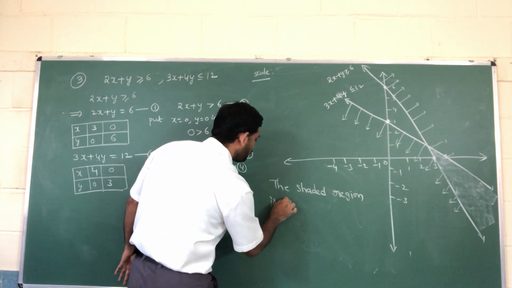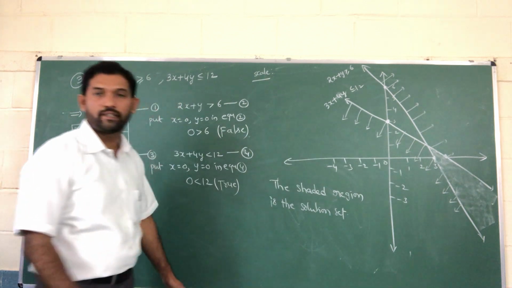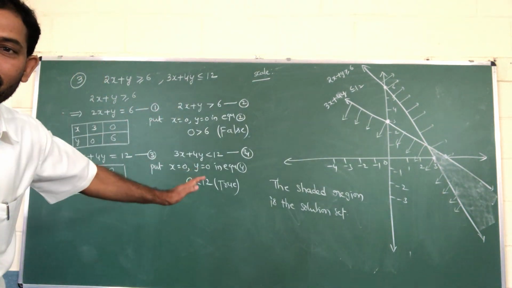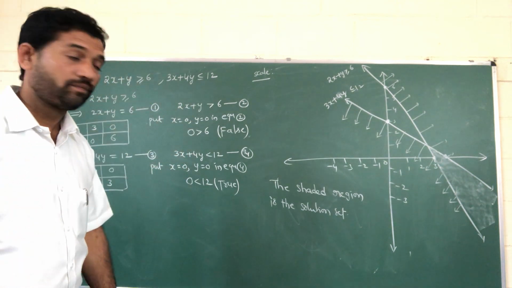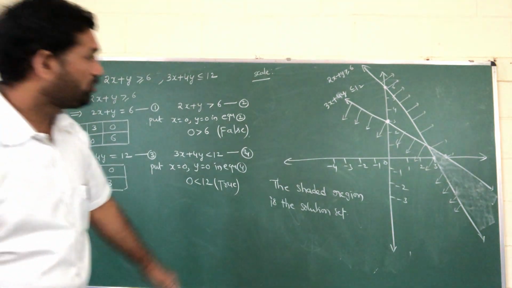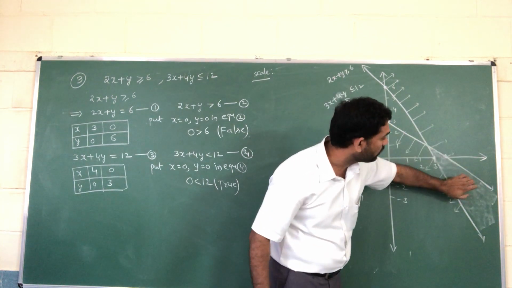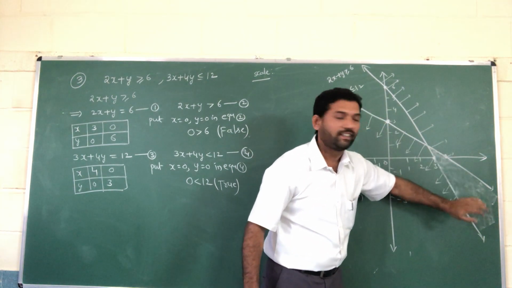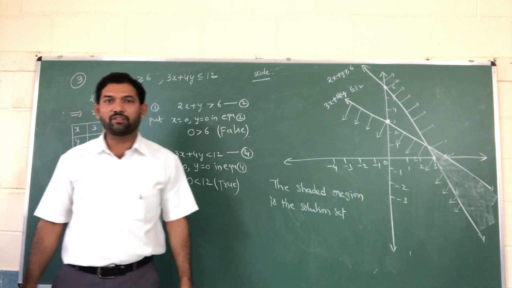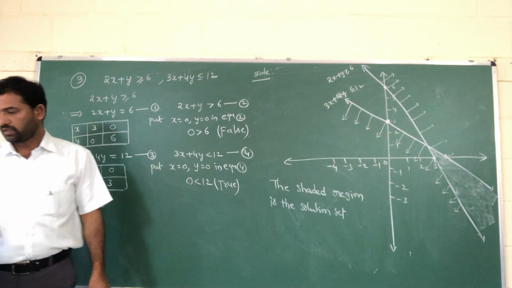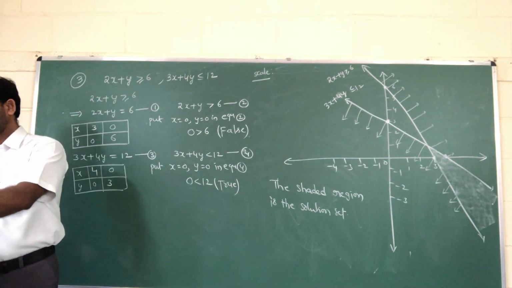The shaded region is the solution set. No doubt. I hope you are understanding. So this is not your solution. Both lines were intersected here. This is our solution. That gap only is called your solution. So that is our solution. Note down fast.